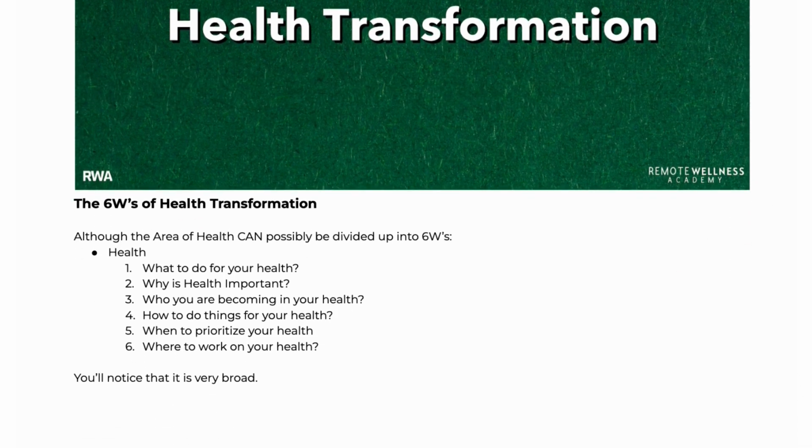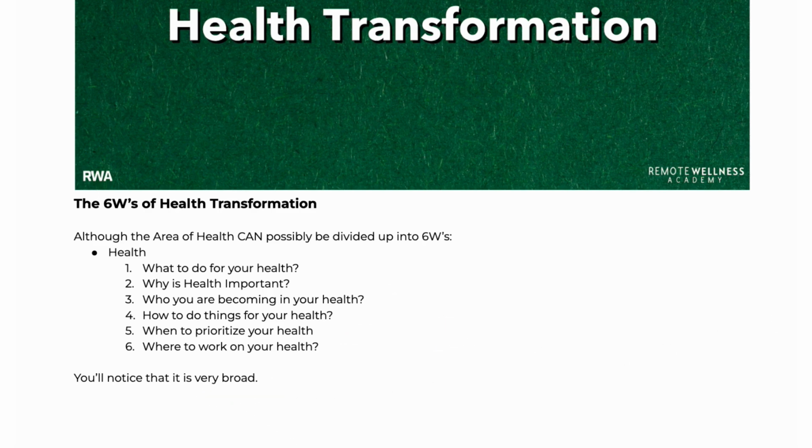Because even though we could apply the 6 W's of transformation to health and just possibly divide them like this, right? We could say what it is that you should do for your health. Why is health important? Who are you becoming in your health? How do you do things in your health? What to prioritize in your health? Where to work on your health, right? We could do that. But the thing is that we run into the issue that it becomes very broad.